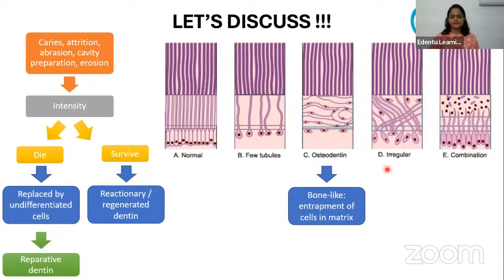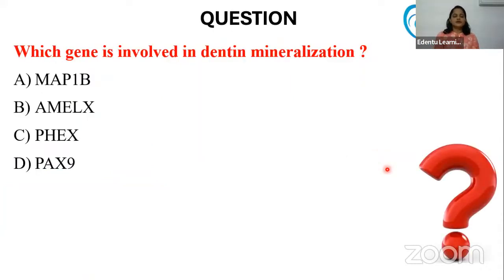Now, moving on to the next question. Which gene is involved in dentine mineralization? Genes are important, especially in the development of teeth. The genes that are helping in enamel formation and in dentine formation are really important. Even if you do not go deep into the topic, you should at least know the names, like the genes which are helping in the odontogenesis process, the homeobox genes and all that.